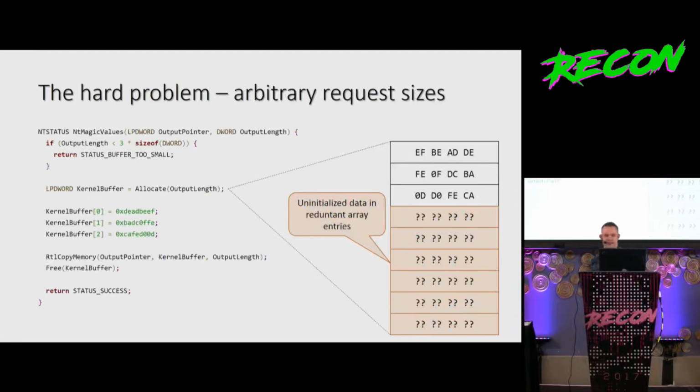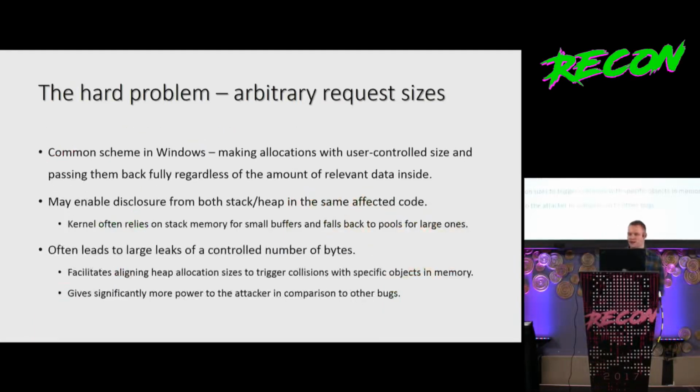And then we have yet another example of this hard problem, which is arbitrary request sizes. I think this is pretty specific to Windows. What happens here is that the system call takes the length of the output buffer from user mode and allocates this length on the kernel heap, for example, then only fills out the relevant part of the buffer, but copies it again as a whole to user mode. So this is also pretty bad and leaves a lot of uninitialized memory in the buffer.